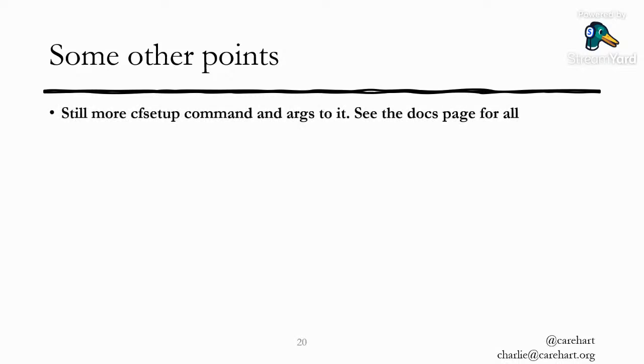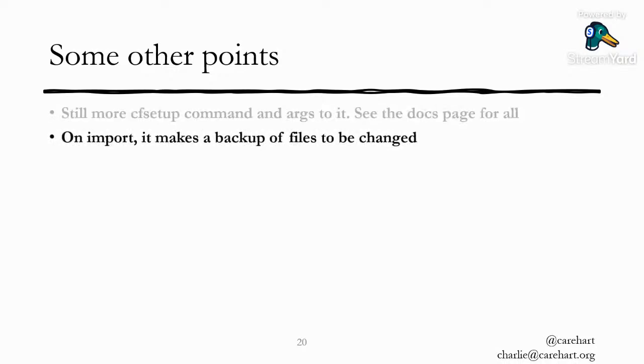So wrapping up, there's lots more command arguments and commands that I haven't shown you. Again, see that doc page. To answer your question, Steve, this is very cool. When you do the CFSetup import, the tool will make a backup of the files that it's going to change. Some of you know that they're Neo XML files.